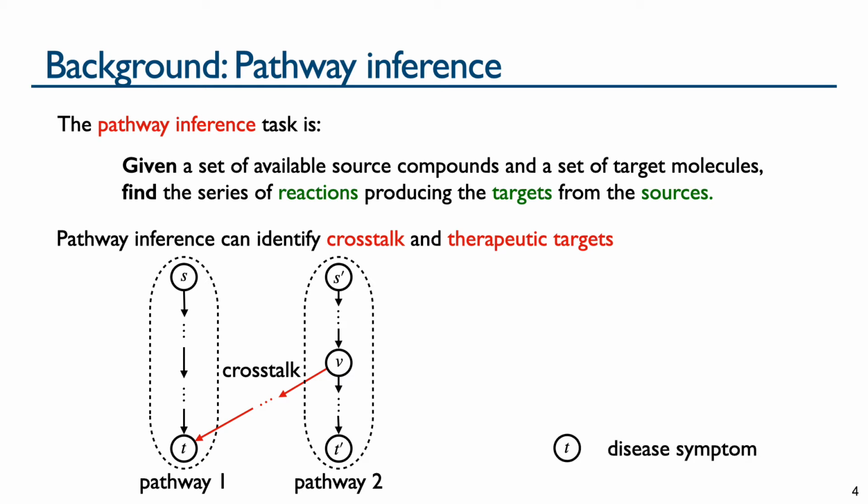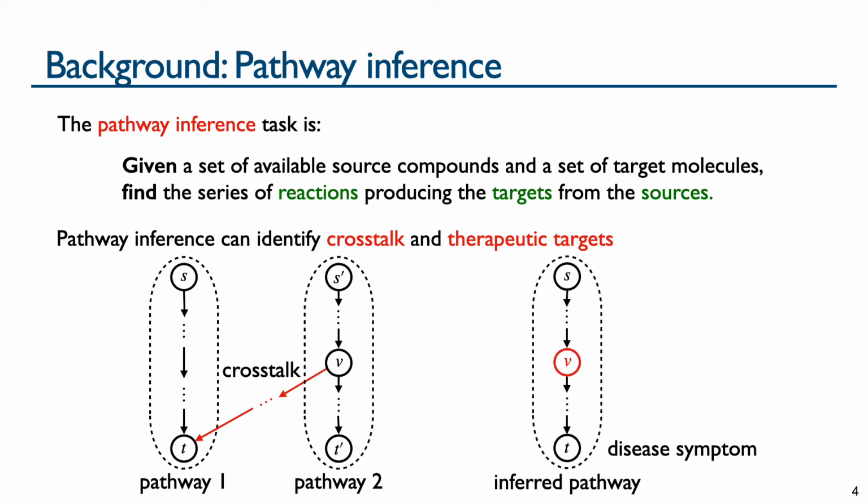A second purpose of pathway inference is identifying therapeutic targets. Given a disease symptom T, we can infer the pathway from our sources, S, which identifies a protein represented by vertex V as a potential therapeutic target for the treatment of this disease. So pathway inference can be important in both identifying crosstalk and identifying potential therapeutic targets for disease.